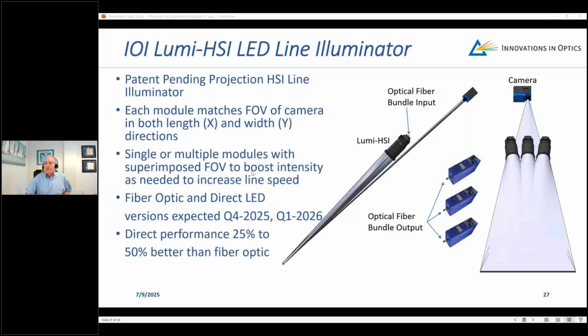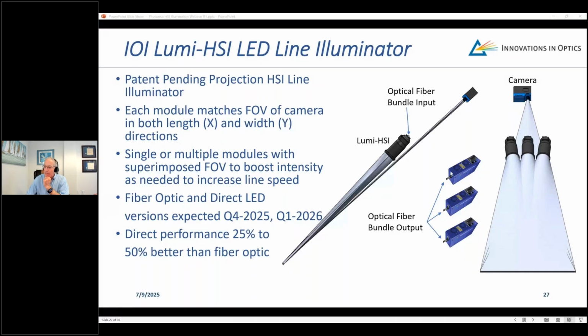Now we want to talk a little bit about a system that's being developed at Innovations in Optics. We call it the Lumi HSI LED illuminator. So essentially it's a patent pending projection of a line that's created either by the output of a tapered optic that's rectangular in the same aspect ratio as the field of view of the camera, or a fiber optic, in this case, a bundle.